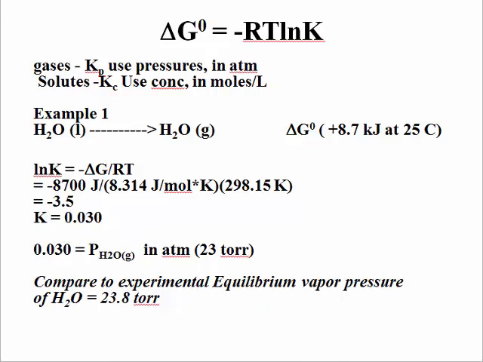Alright. The equilibrium expression for this reaction in terms of Kp is just the vapor pressure of water. So K, 0.030, is just the vapor pressure of water. So the vapor pressure of water at 25 C is 0.030. Remember that Kp involves pressure in atmospheres. We can convert this to torr if we want. It gives 23 torr. And the experimental equilibrium vapor pressure of water agrees with this calculated value. It's actually found to be 23.8 torr.